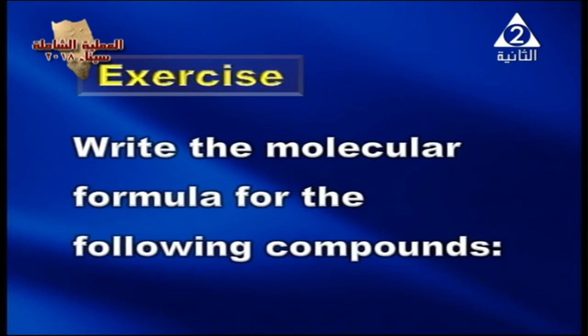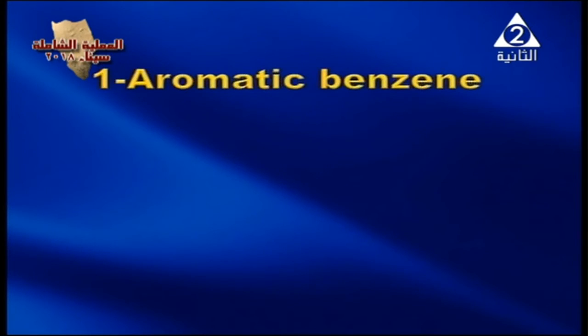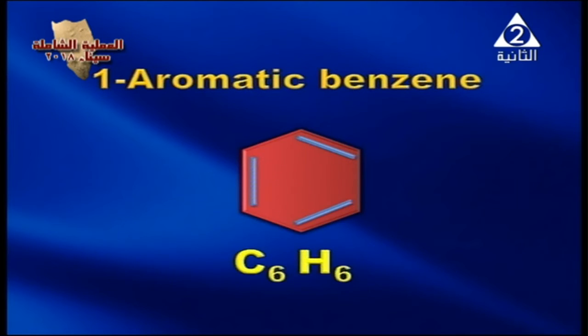For exercise, write the molecular formula for the following compounds. Aromatic benzene. If you draw the structure formula of aromatic benzene as shown on the screen, C6H6, at the corners it contains 6 carbon atoms, each one contains 1 hydrogen atom, and there are double bonds and single bonds alternated as shown on the screen.